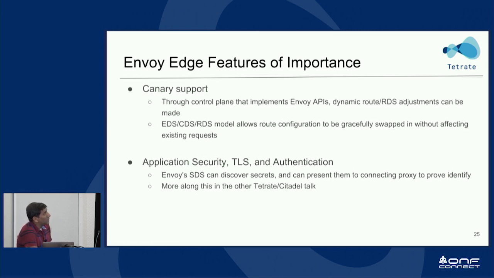So there are other features on the edge that are of importance. I think Canary support is a very important one, to be able to do traffic splitting, to be able to try out different services before you actually deploy them. Application security and TLS: you can make Envoy present certain certificates between services that allow you to authenticate the services themselves, and that is completely different from the service-to-service authentication. So it basically supports RBAC out of deployment. And we will talk more about that in the next talk.